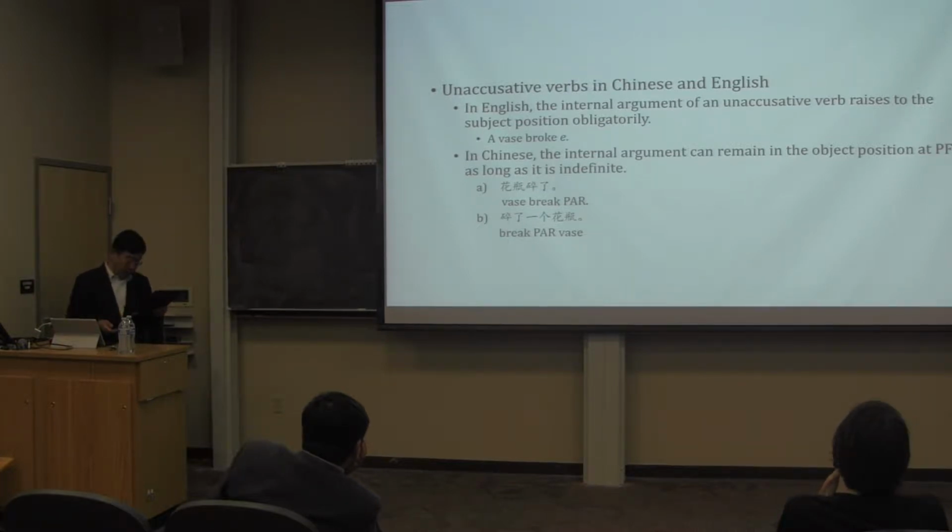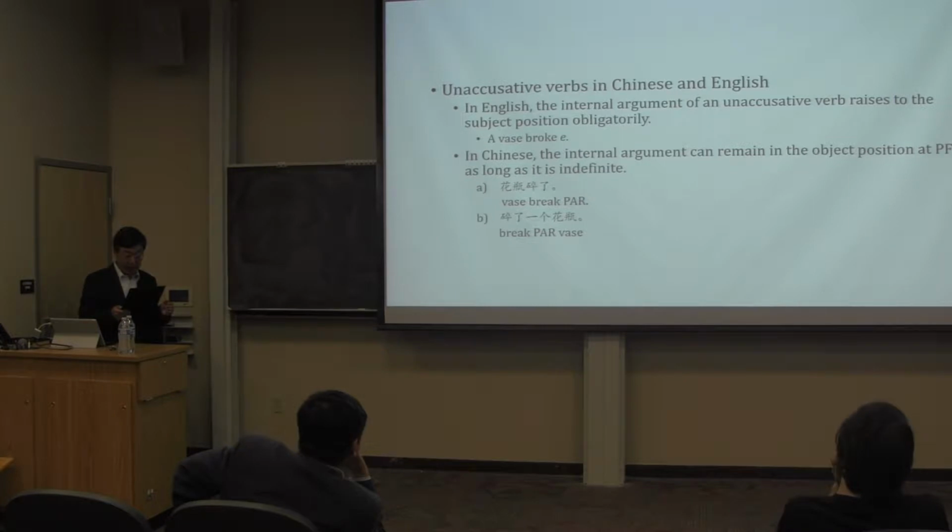So, unaccusative verbs in Chinese and English behave differently at PF, phonetic form. In English, the internal argument of an unaccusative verb raises to the subject position obligatorily. In Chinese, it can remain in the object position at PF as long as it is indefinite.